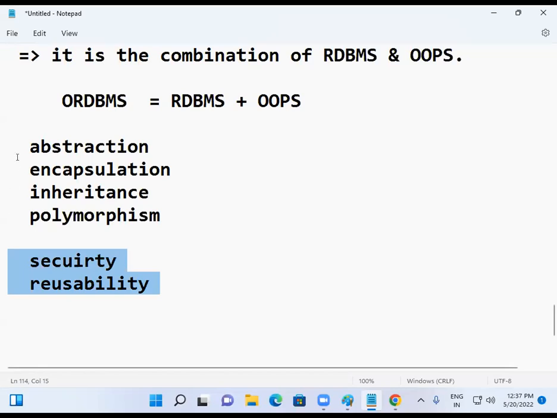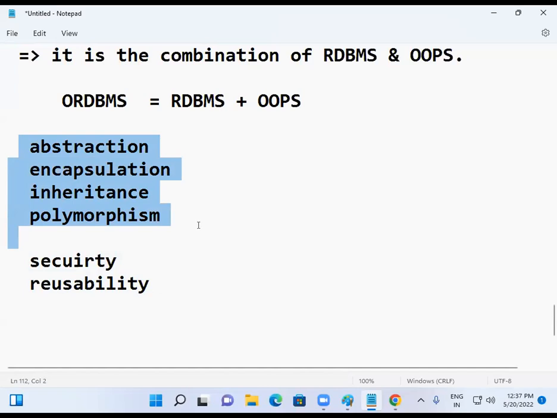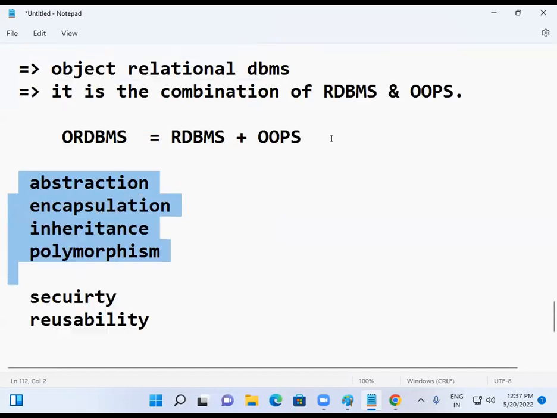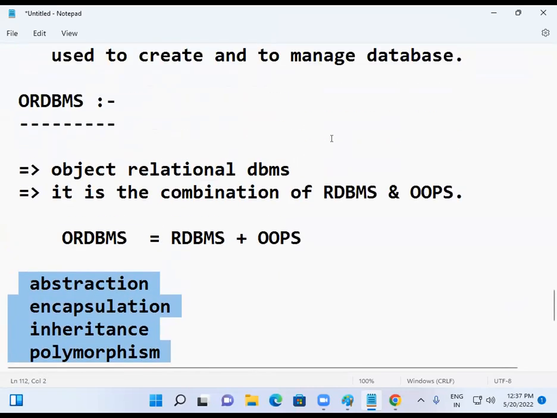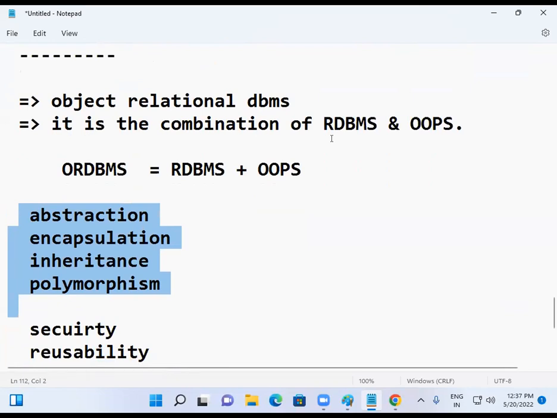Okay? So whatever you take in this, either it is related to security or it is related to reusability. But here we don't need security. Databases, we don't need security because RDBMS offers security features. Security is not taken from OOPS. What is taken from OOPS is reusability.